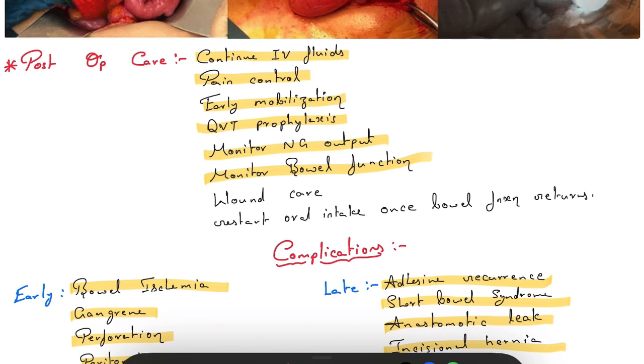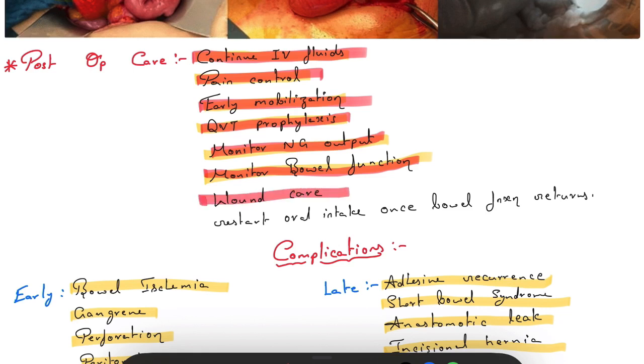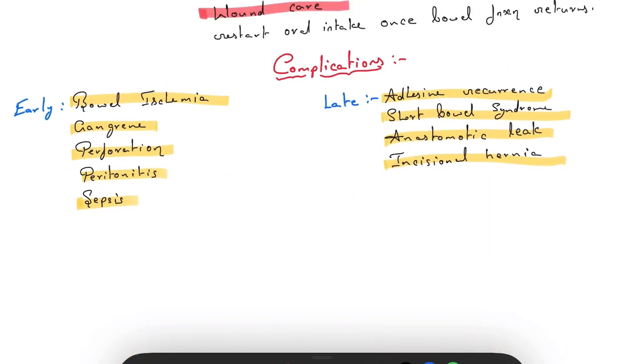So next, post-operative care: we have to continue intravenous fluids, pain control, early mobilization, and deep venous thrombosis prophylaxis. We have to monitor NG output to remove the tube when clinically appropriate, monitor the bowel function, do wound care, and gradually restart oral intake once bowel function returns.